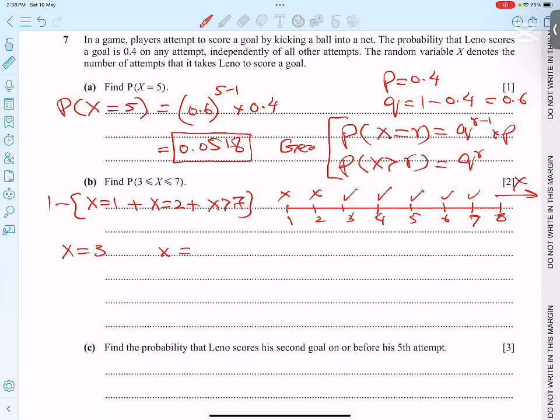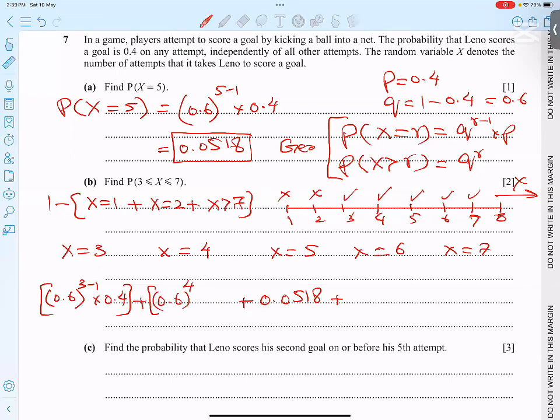3, 4, 5, 6, 7. And the answer for 5 I have already. I'm not wasting my time doing it again. For 3, I will plug in 3 minus 1: 0.6 to the power 3 minus 1, into 0.4. So 0.6 to the power 4 minus 1, into 0.4. So 0.6 to the power 6 minus 1, into 0.4. And 0.6 to the power 7 minus 1, into 0.4.